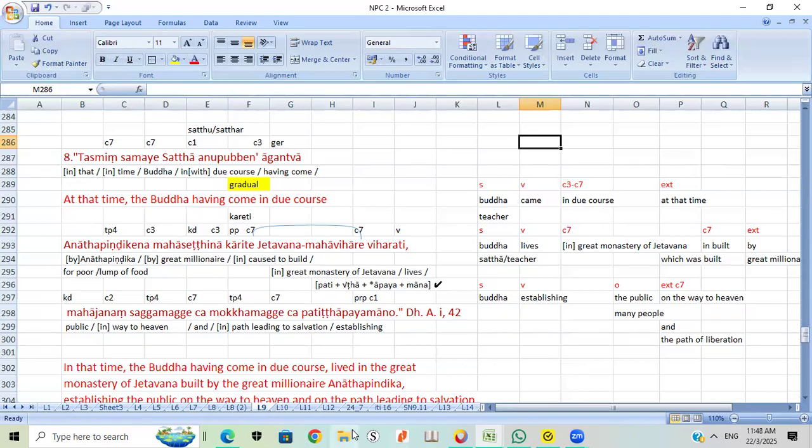All right. The next line. Okay, another pindikena. This is instrumental. Mahasitina. You can use it. This one is a compound also. It means there's a mahan in front of this. This is a instrumental karite. So this is good.